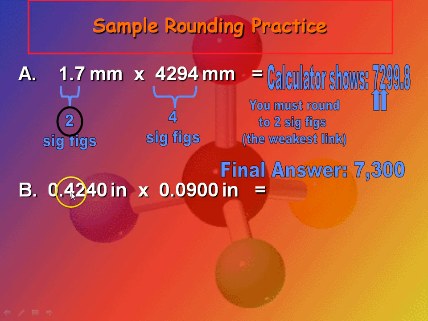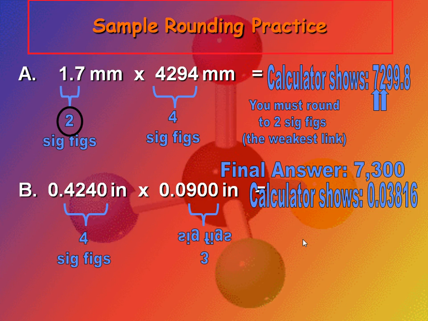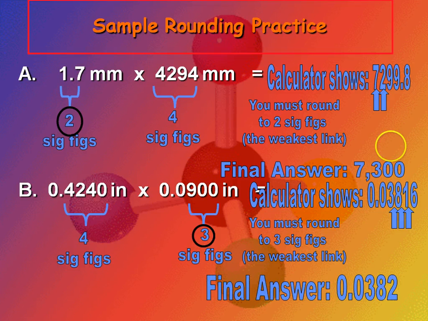Next one. It looks like we've got 4 significant figures, and it looks like we've got 3. My calculator shows 0.03816. So that means my final answer has to round out to 3 significant figures. I'm going to use that 6 as a rounder, and so I'm going to end up with 0.0382 as my final answer.